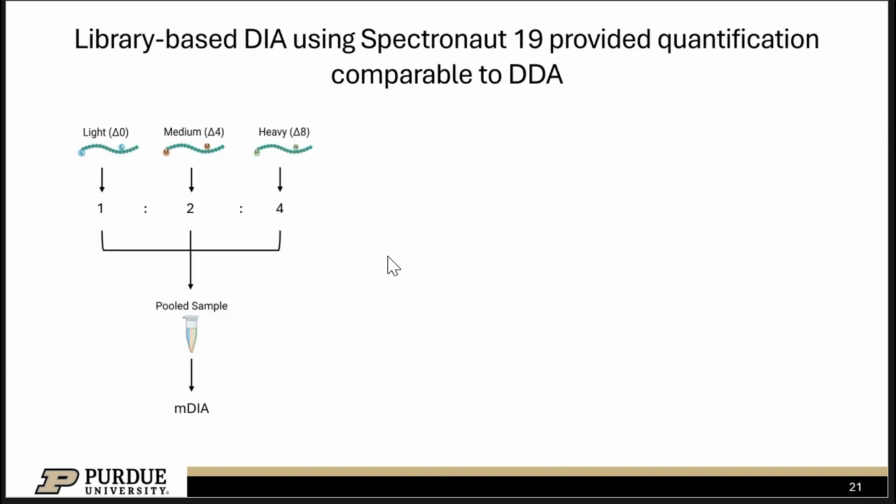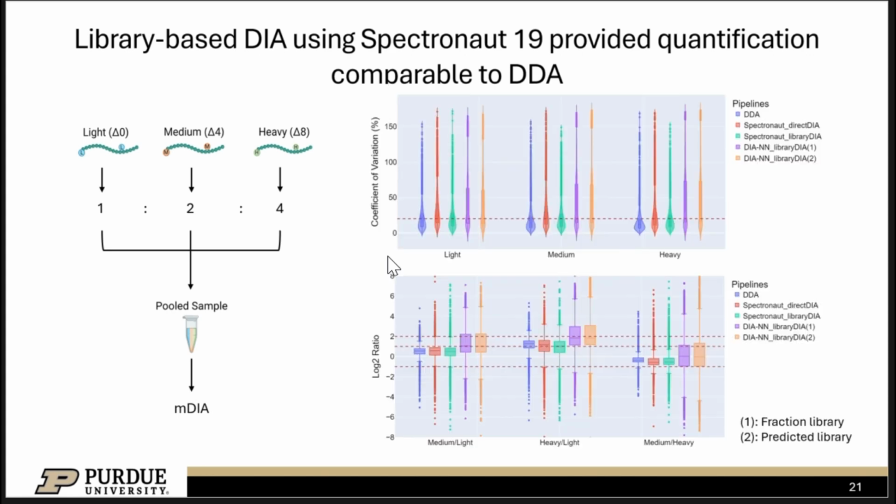And then we further evaluate the quantification of these pipelines. We mix the different labeled peptides in different ratios, which is 1 to 2 to 4. Then we also do the single run of the samples with the different pipelines. In summary, we found that the library DIA using Spectronaut search provides a better quantification performance compared to other DIA methods, but it has comparable quantification results compared to the DDA.